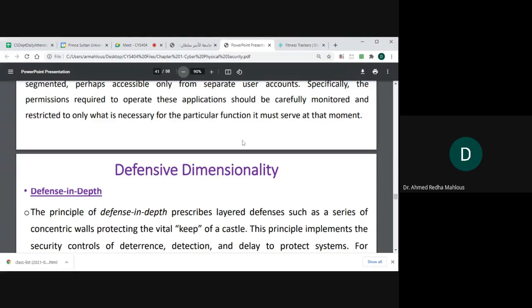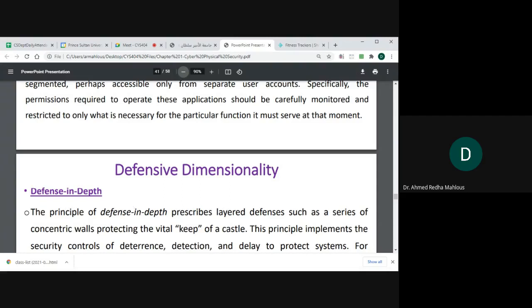We looked at in the last session the defensive dimensionality of how we can defend against some attacks that can be induced to CPS environments. And you said one of the strategies to defend, which is considered as a defense dimensionality, is the defense in depth, where you will create layered defenses, as we mentioned last time.